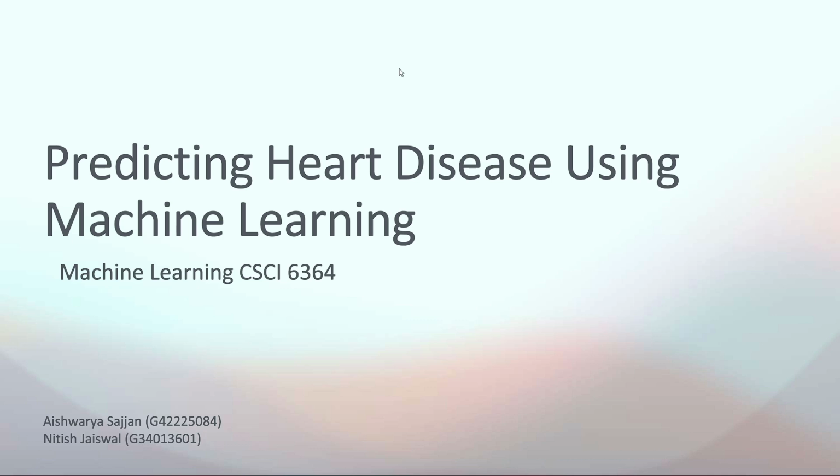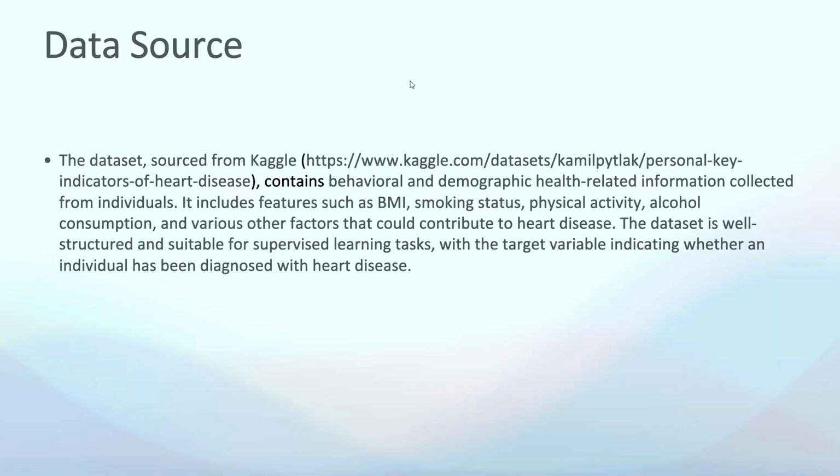The dataset was sourced from Kaggle. It contains behavioral and demographic health related information collected from individuals. It includes features like BMI, if the person ever had acne, the smoking status, and if the person drinks alcohol. These kinds of features are present in the dataset. The set is well structured and suitable for supervised learning tasks. So it's quite likely that we are proceeding with the heart disease prediction. Also, the dataset contains over 4 lakh rows and about 40 columns.